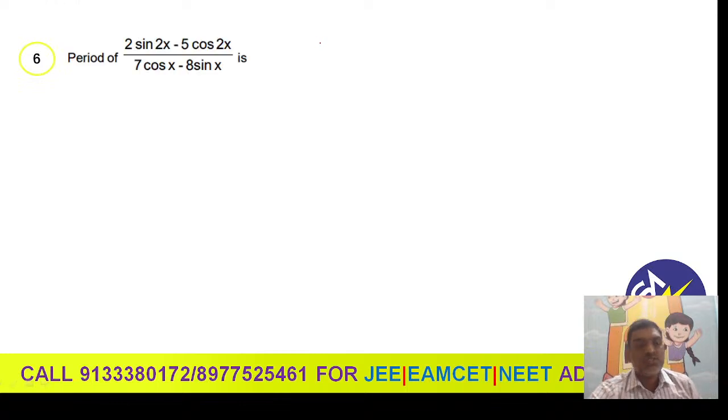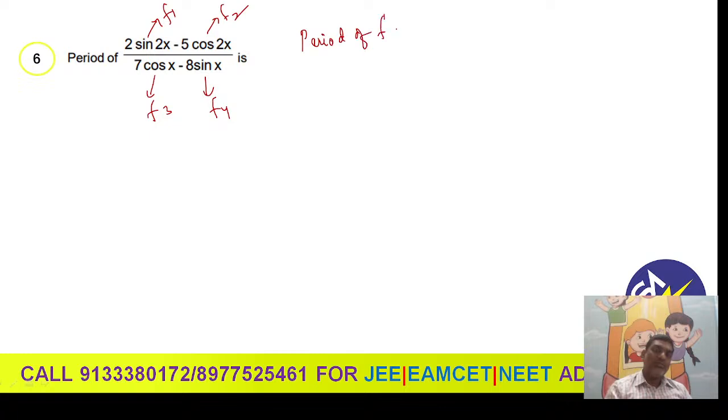Next, question number 6. So in question number 6 we have 4 trigonometric functions. Name it as f1 and f2, and take this as f3, and next take this as f4. So here first let us write the periods one by one. Period of f1. Here f1 is sin 2x. What is the period of sin 2x? 2 pi by 2.